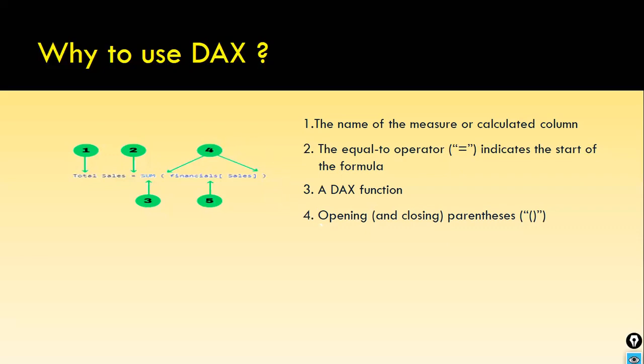parenthesis. And then the fifth one is the column references. So in your Power BI Desktop, you might be using more than one table. How will Power BI get to know in which table this column is available? Sales is a column that is available as part of your financials table. You need to specify explicitly the table name, followed by that, use the square bracket. In the square bracket, you specify the column name. It is that simple.